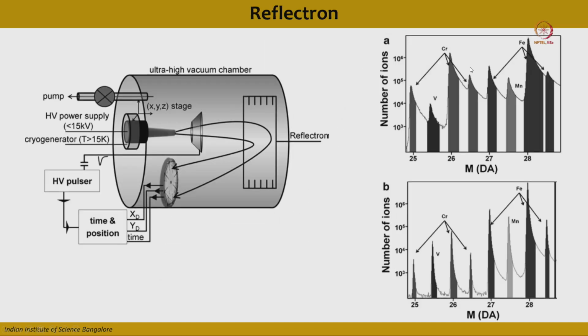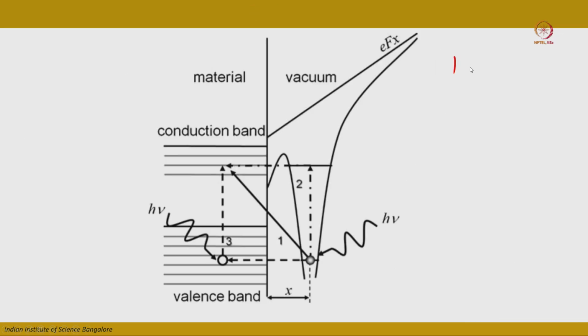Once we finished the difference between HV and laser pulsing, we also talked about how the ionization process takes place, especially in the laser mode. So it is a photo-assisted ionization process, correct? Photo-assisted ionization process.